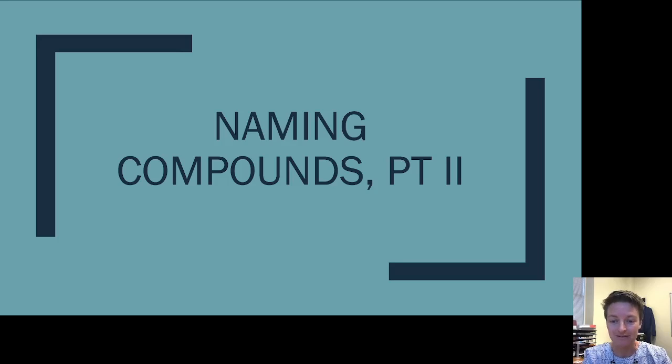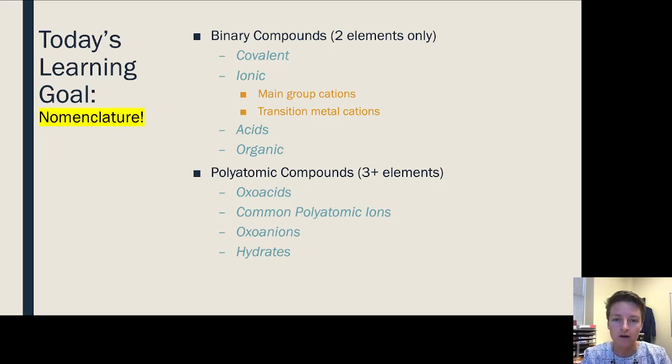Today we're going to continue our discussion of chemical nomenclature and how to name compounds. Today's learning goal involves a bit of review about what we discussed last lecture, naming binary compounds, but we're going to add on to that discussion a little bit more in depth, and then we're also going to talk about how to name polyatomic compounds. So those compounds that have 3 or more elements.